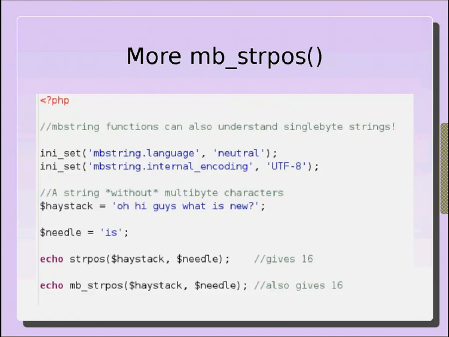So let's have a look at this one, where UTF-8 again, language neutral, and then we have a haystack here. Oh, hi guys, what is new? Regular ASCII, single byte characters. The needle is, and then you can see that string position is correct because it's a single byte string, and then MB string position is also correct because it understands single byte strings just as well as multi-byte strings.